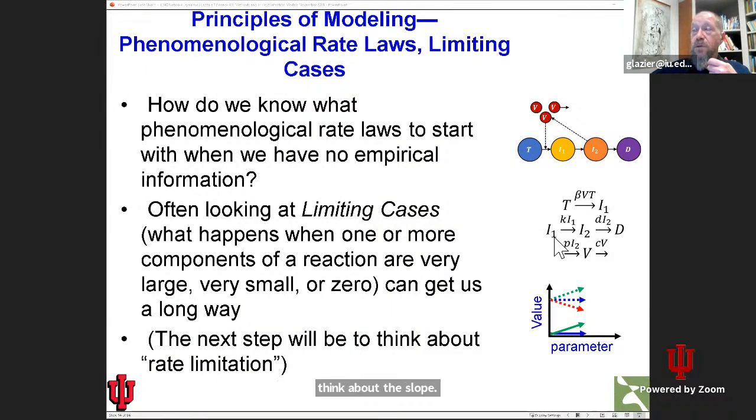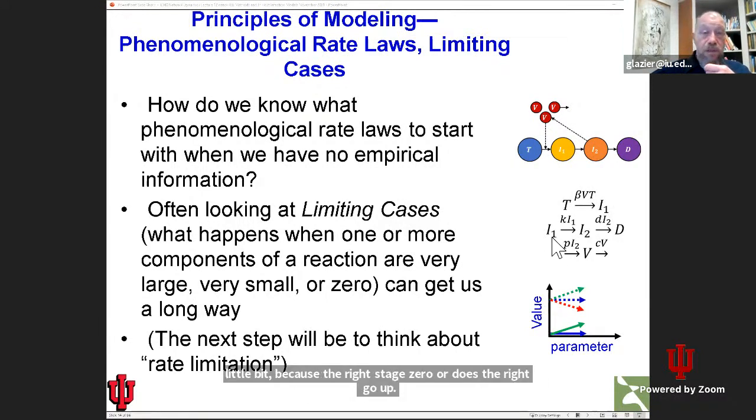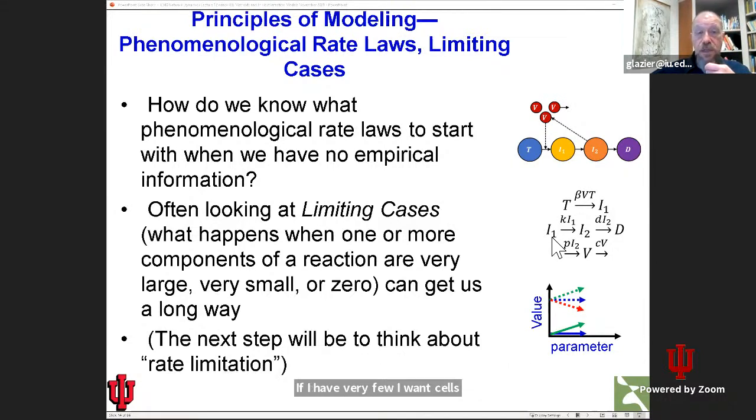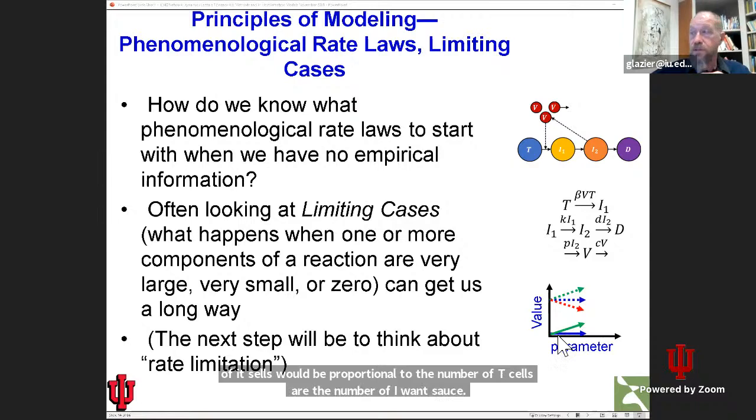If I have very few T cells, and I increase the number of T cells a little bit, does the rate stay zero or does the rate go up? If I have very few I1 cells, and I increase the number of I1 cells a little bit, does the rate at which I1s become I2s stay zero or go up a little bit? And in both of these cases, because the rates are independent cell by cell, we would expect that if we have very few T cells or very few I1 cells, the rate of new infection or the rate of production of I2 cells would be proportional to the number of T cells or the number of I1 cells. That is, the slope here is like this green line, not the blue line.